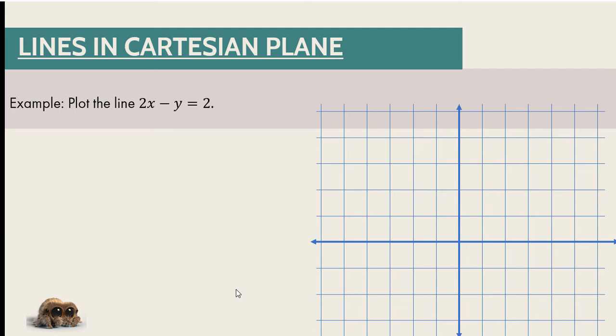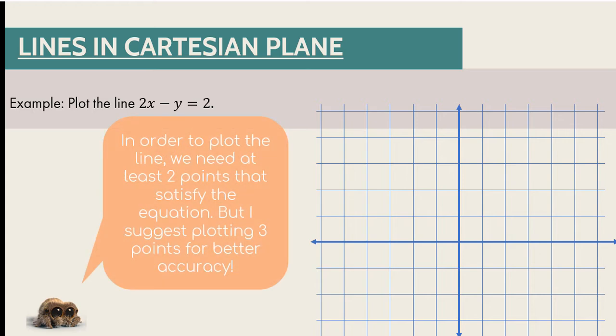Now we have an example. Plot the line 2x - y = 2. In order to plot the line, we need at least 2 points that satisfy the equation. You know that 2 points will determine a line, right? But I suggest plotting 3 points for better accuracy.